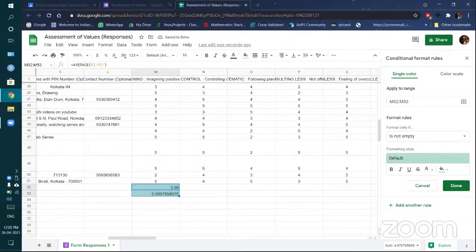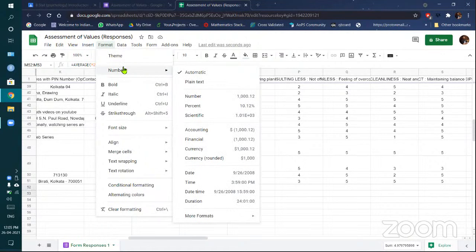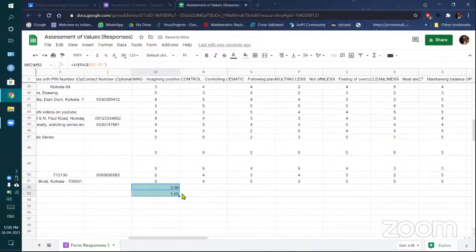You go to the top, there you will find the format. Right. Then you select number. Number. Oh, yes. Now you copy these two. Yes, sir. You go to the right side. So like this. Yes. Row 53 is the standard deviation. First is the mean, second one standard deviation.